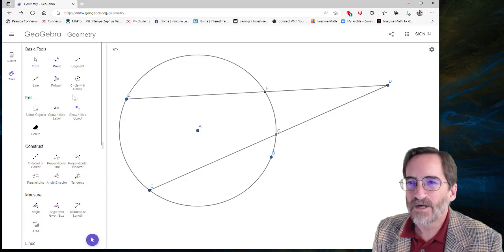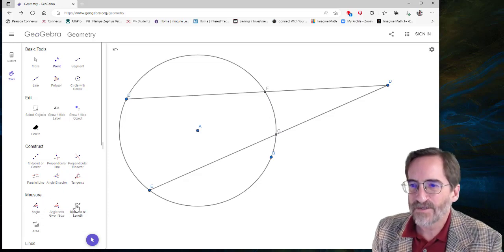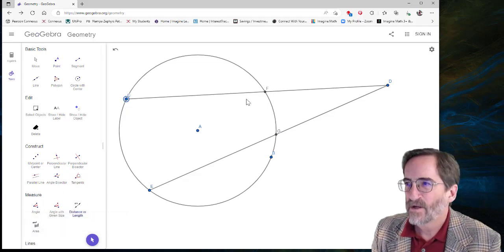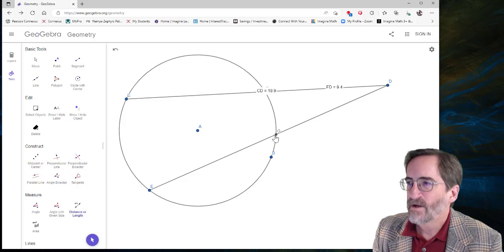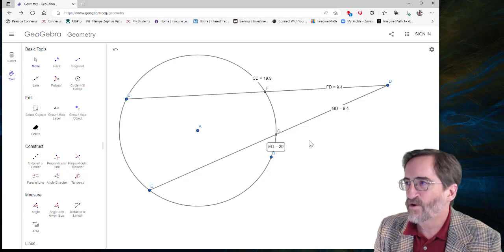And let's talk about length. So we're going to measure distance. I want to measure the distance between F and D, and the distance between C and D, the distance between G and D, and the distance between E and D. And just as before, we're going to look for some relationship between these measurements.